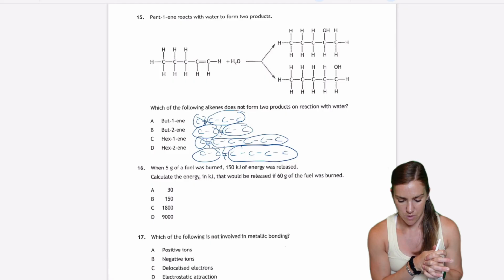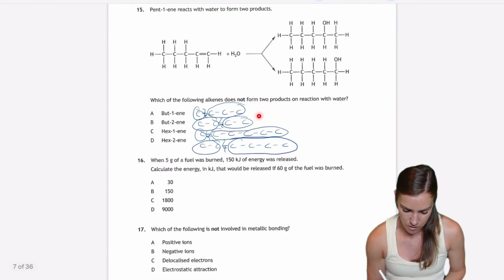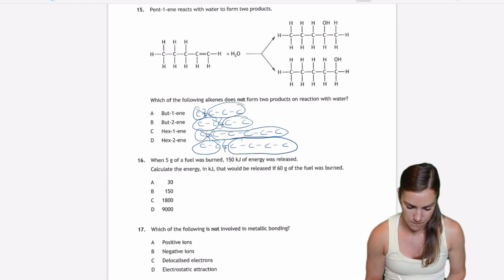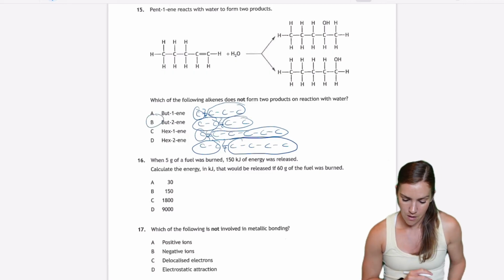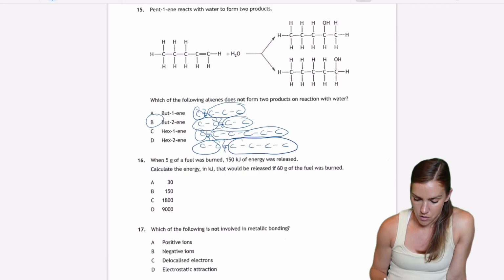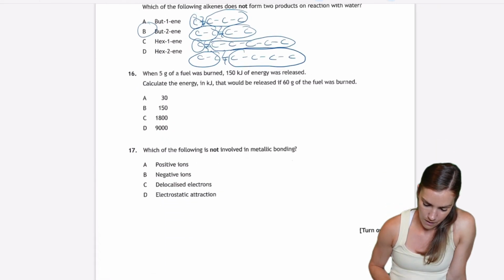Don't worry too much about remembering which way around the symmetry goes. In these ones, you can just look for the odd one out. If you have a look, the only one that is actually symmetrical is B, whereas all the other ones are asymmetrical. There are different numbers of carbons on each side of the double bond. So the answer is going to be B. Because it's symmetrical, it will only make 1 product, because you end up with a mirror image when you add on the hydroxyl group to either side of the double bond.